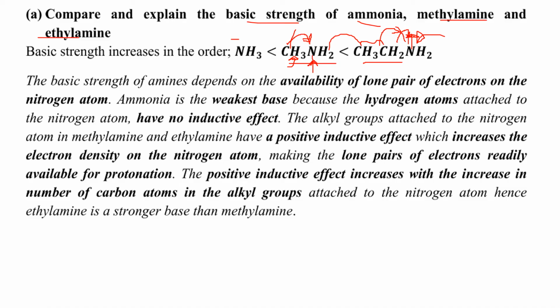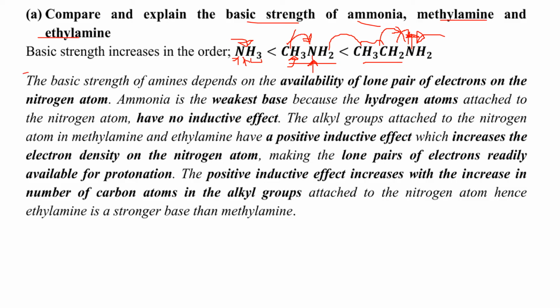If you look at ammonia, there is no alkyl group attached to it. It is only attached to hydrogen atoms, and hydrogen atoms do not have any inductive effect, either negative or positive. So that means that on the nitrogen atom, there are very few lone pairs of electrons available to readily accept protons from the solution.